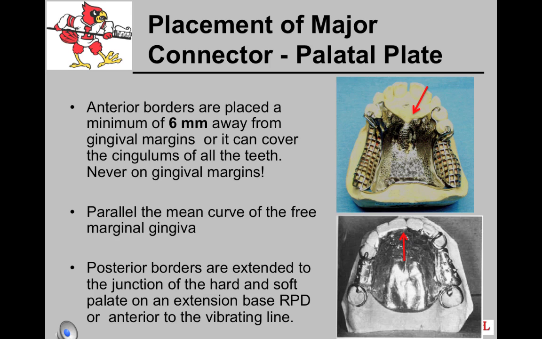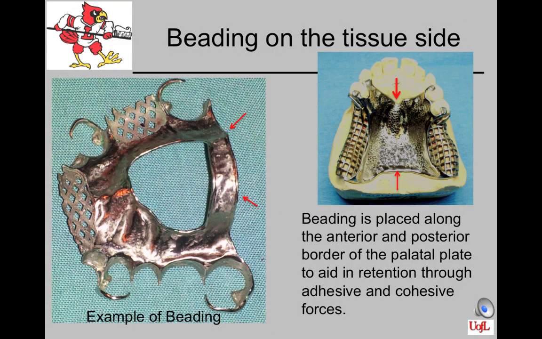The posterior borders are extended to the junction of the hard and soft palate on an extension base RPD, or anterior to the vibrating line. You cannot get a posterior palatal seal in the palatal plate major connector. If you extend past the vibrating line, patients will complain of food and water getting up under the partial denture and possibly of dislodgement. Beading is placed on the tissue side of the palatal plate major connector along the anterior and posterior borders to aid in retention through adhesion and cohesion forces.